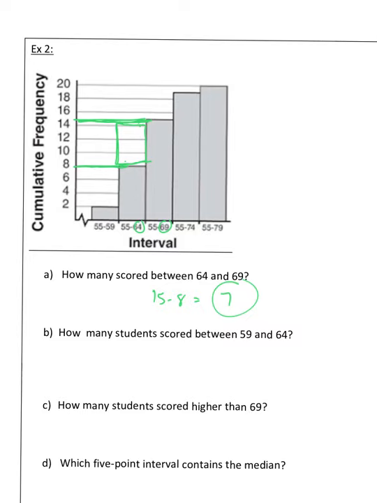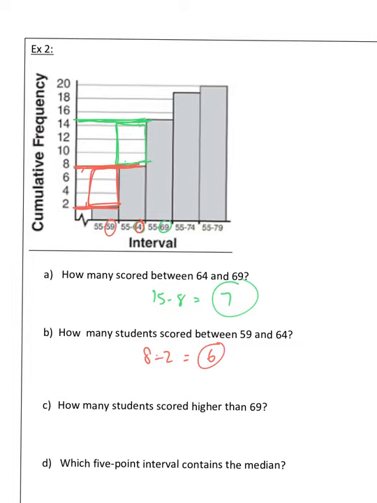In part B, how many students scored between 59 and 64? So we know 2 students scored between 55 and 59, and we know 8 students scored between 55 and 64. So we're going from 59 to 64. You subtract those two red lines, 8 minus 2, which is 6. So 6 students. Basically we're finding the amount that got added on from 59 to 64.